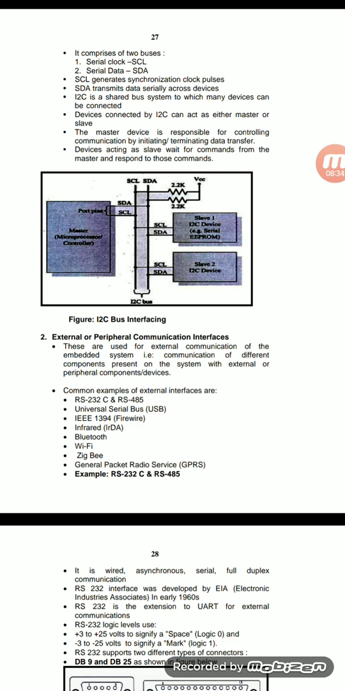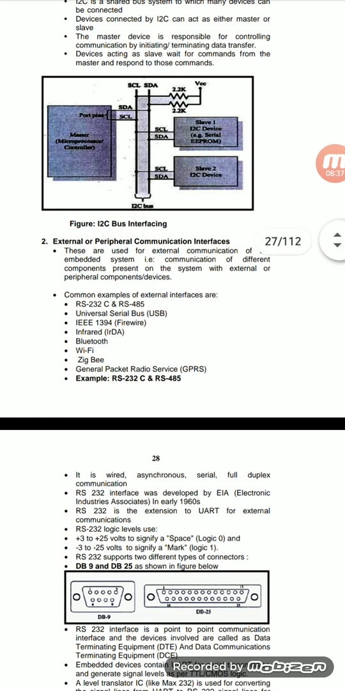Next, peripheral interfacing communication. Examples: RS-232 and RS-485. MAX232 is also a serial communication IC. USB, IEEE 1394 FireWire, infrared, Bluetooth, Wi-Fi, Zigbee, General Packet Radio Service (GPRS). So this is the total interfacing to wireless communication.